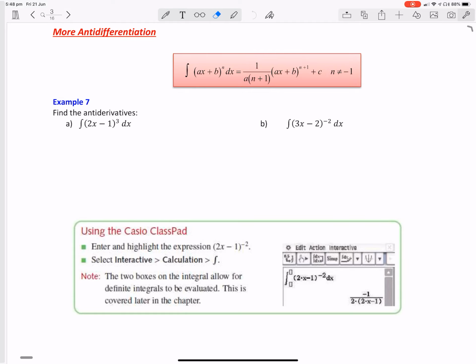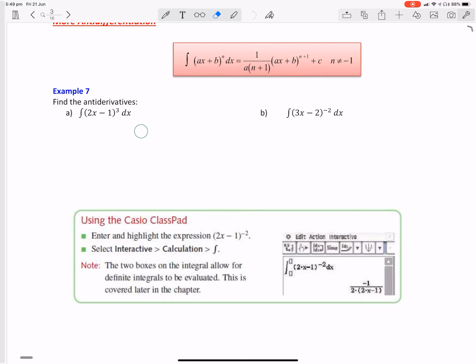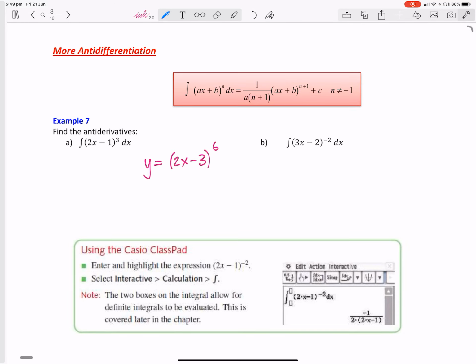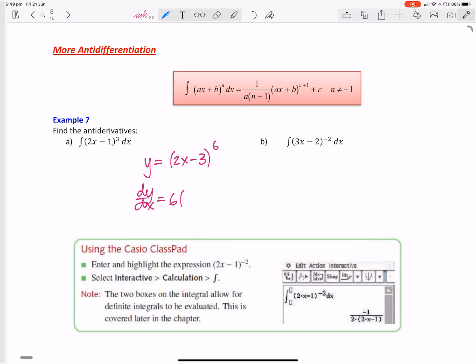If you have a function like y is equal to (2x - 3) to the power of 6, when we differentiate that, we use the chain rule. We bring our 6 down to the front, multiply it by the derivative of the bracket, which is 2, multiply it by the bracket, and then take 1 away from the power. So we end up with 12(2x - 3) to the power of 5.